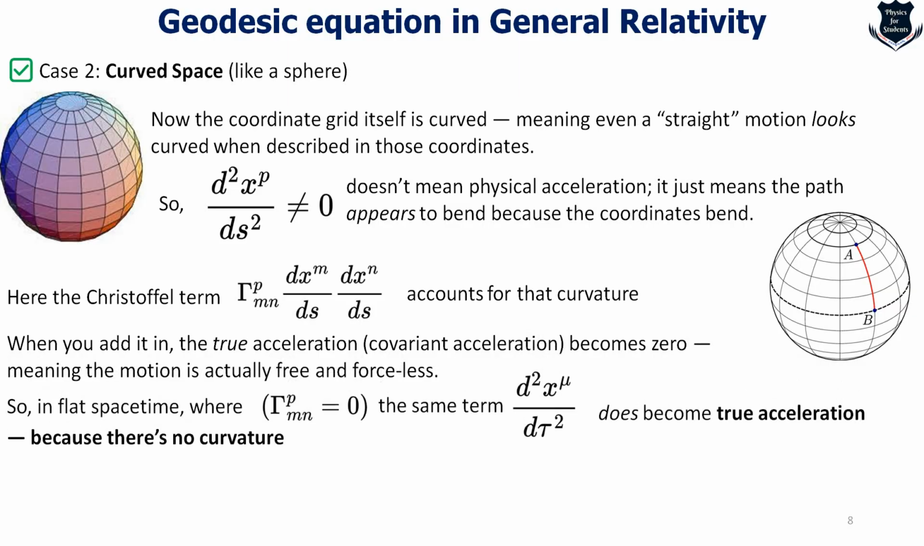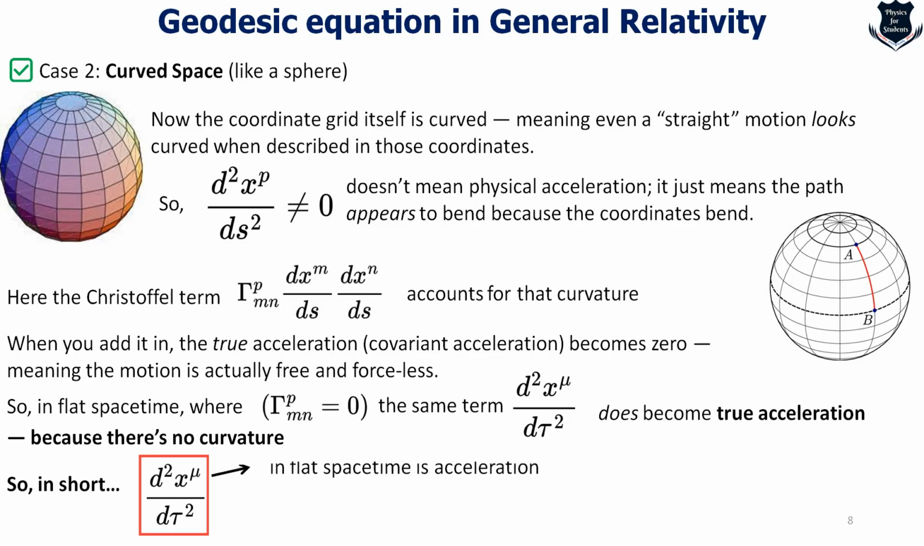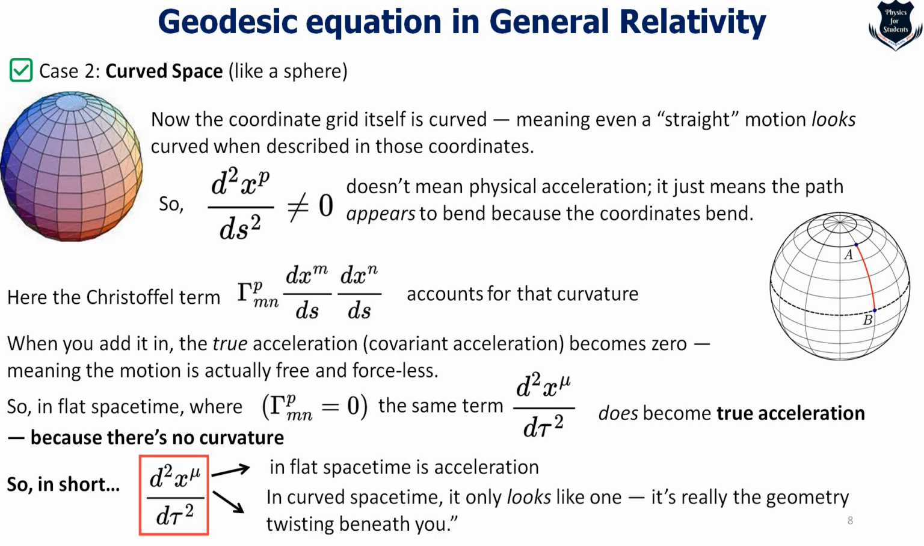So in flat space-time where the Christoffel symbol equals 0, the same term does become true acceleration because there is no curvature. So in short, the first element of the geodesic equation in flat space-time looks like acceleration, and in curved space-time it looks like one, although it is really the geometry twisting beneath you. So again, let us revisit this concept. It is only acceleration in the case of flat space-time, but in the case of curved space-time, it looks like an acceleration, but it is not, because there are Christoffel symbols. That means it is accounting for curvature, and then it is not equal to 0.